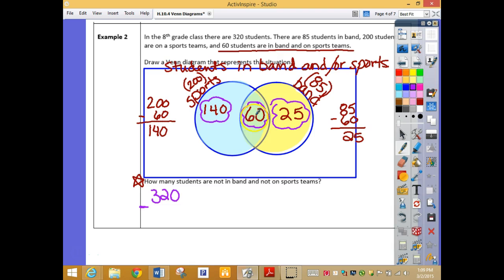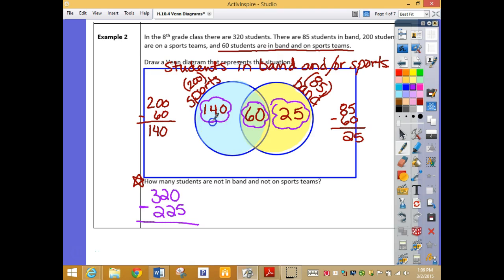140 and 60 is 200, 225. Now notice something? These add up to 225, right? But this 285, how come these don't add up? This adds up to 225 and these add up to 285. Because they what? We shared some. They're sharing this number. So your outside numbers aren't going to add up to your total Venn diagram. But this one adds up to this one. This one adds up to this one.